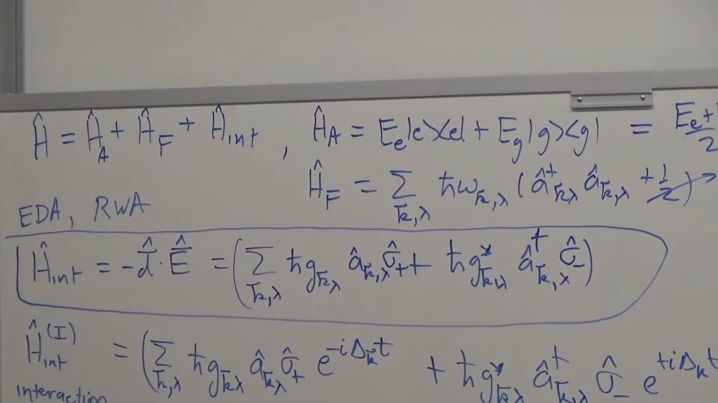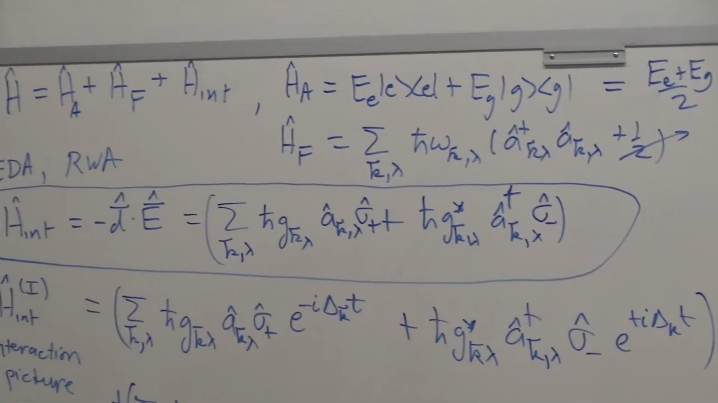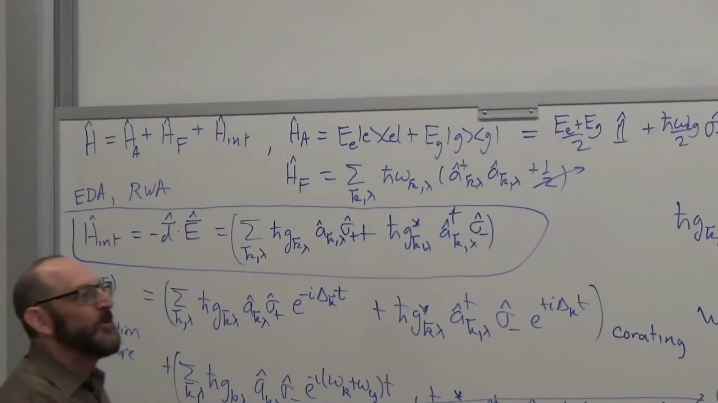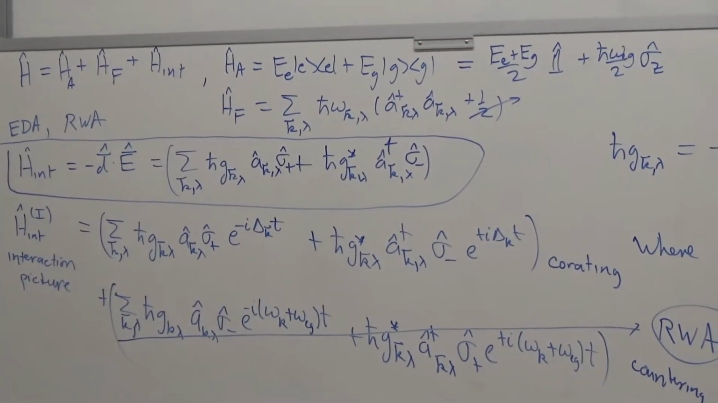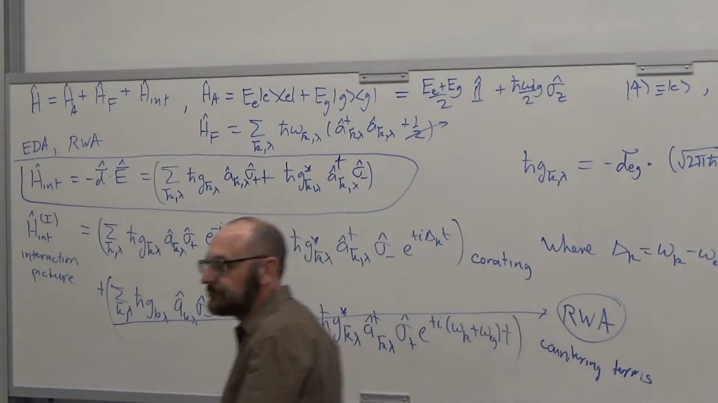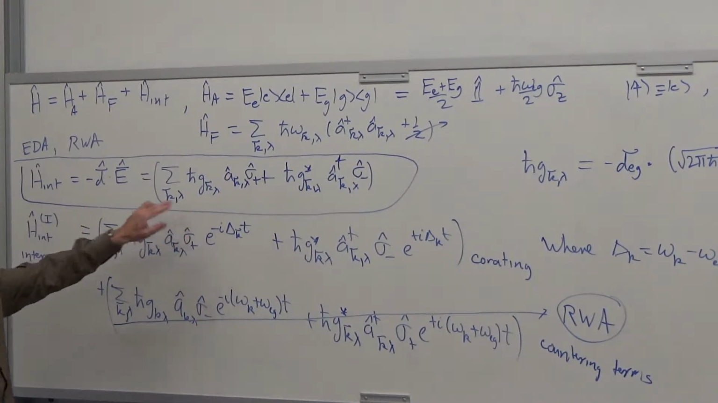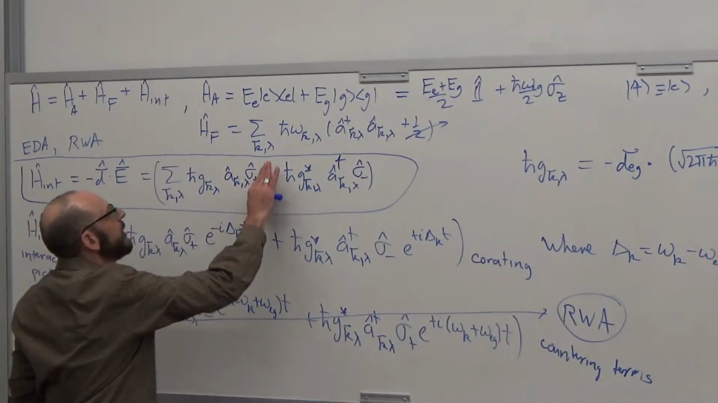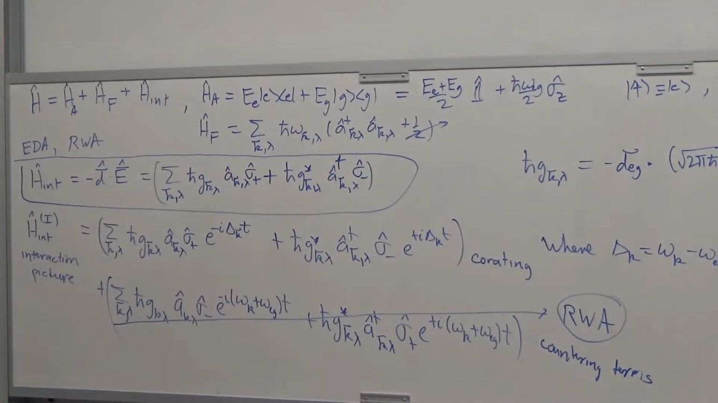You make them when you can. You don't avoid doing approximate calculations. You do approximate calculations if the approximation is good. And this is damn good for quantum optics. So we have our interaction term now in the rotating wave approximation, and we have the field. Okay. Very good.